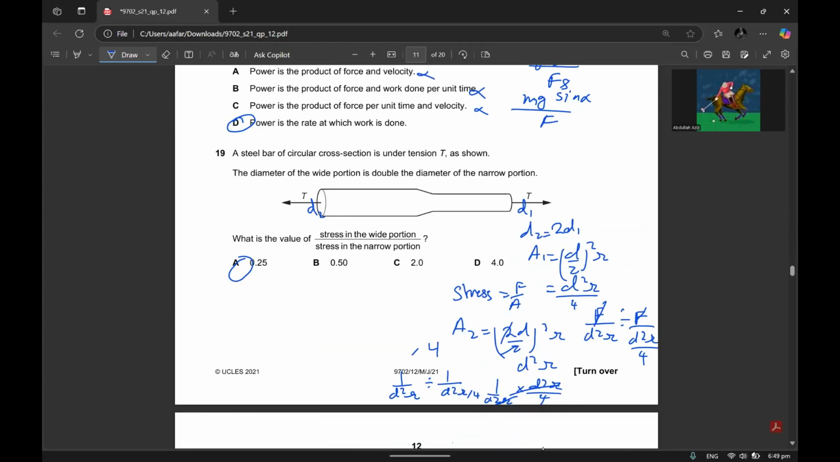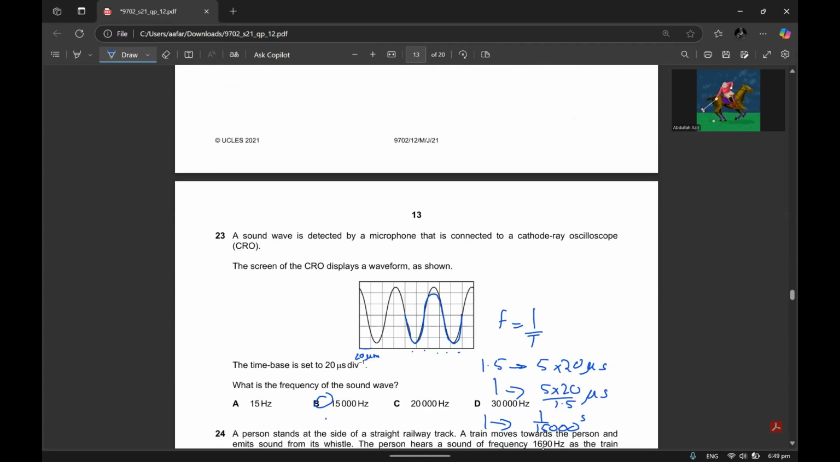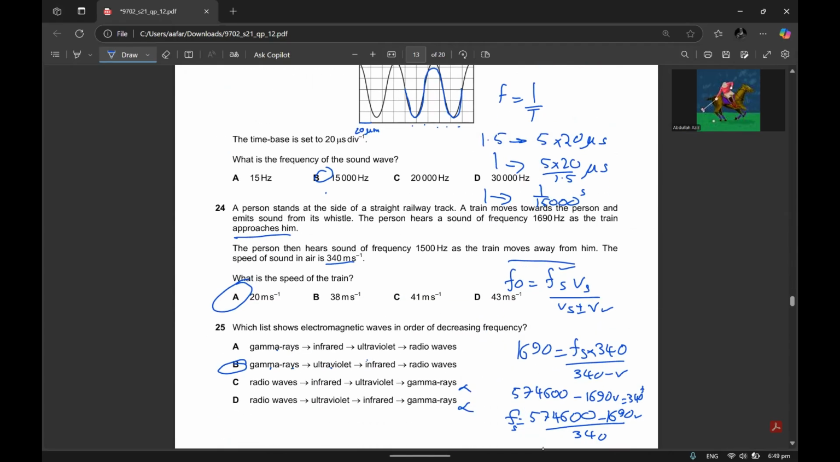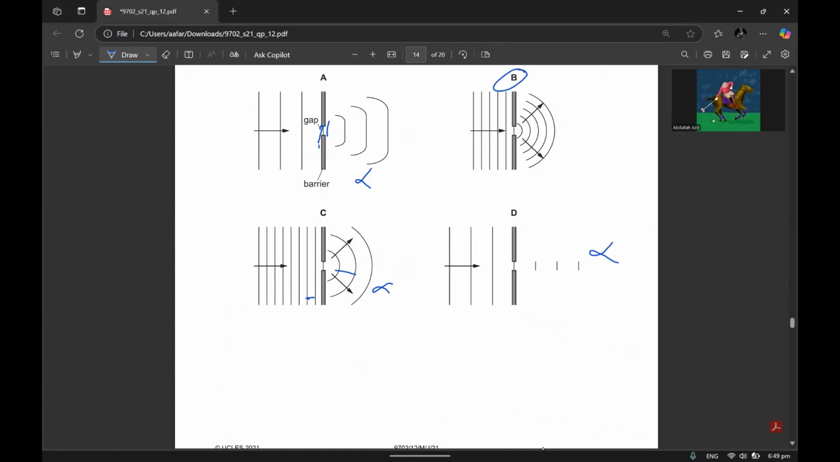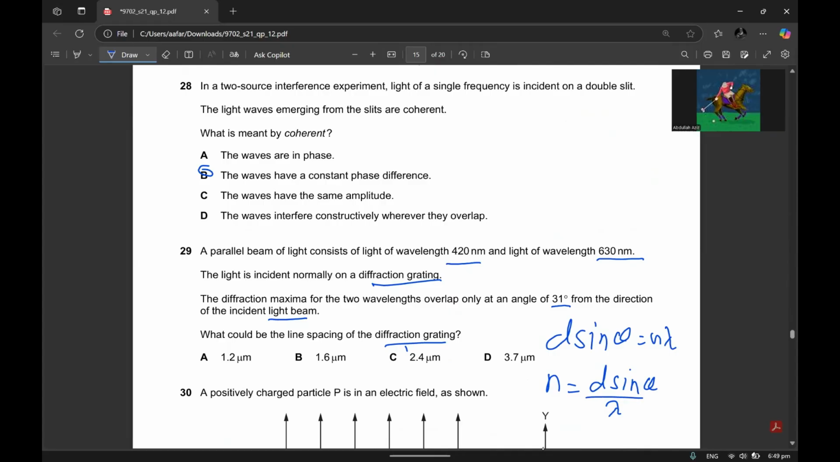And there was another question, I remember. Yeah, this one. Okay, so in this question, we know that d sine theta will be the same, right? d sine theta is the same, since d is a single value and theta is 31.